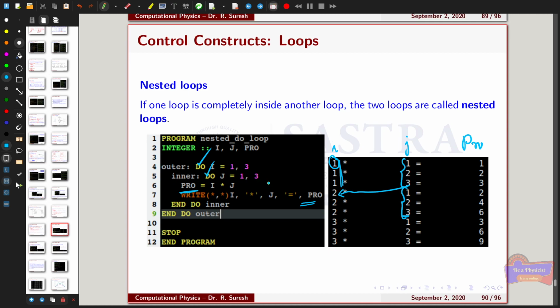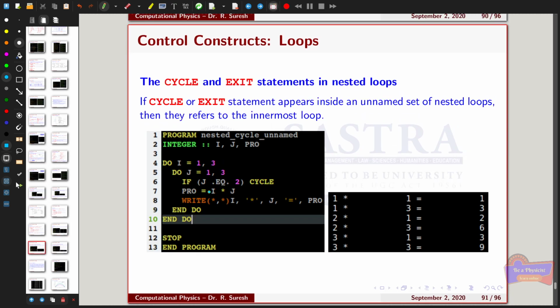This fact can produce hard-to-find errors if you are not giving names to the corresponding loops. So it is always recommended to give a name for the corresponding loop. If you are using nested do loops or if loops, the error will be much easier to find. One can also use the cycle and exit statements in your nested loops.